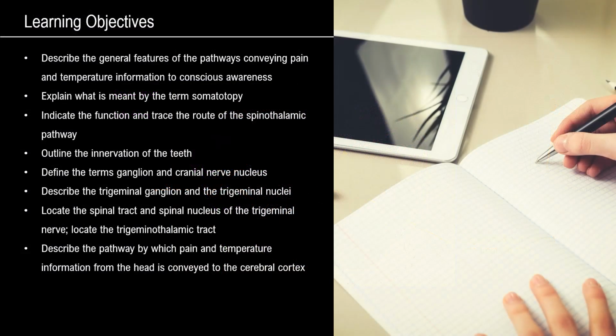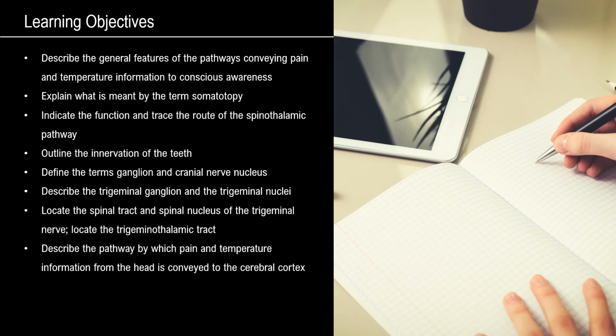This brings us to the end of the video. You should now be able to describe the general features of the pathways conveying pain and temperature information to conscious awareness. Explain what is meant by the term somatotopy. Indicate the function and trace the route of the spinothalamic pathway. Outline the innervation of the teeth.